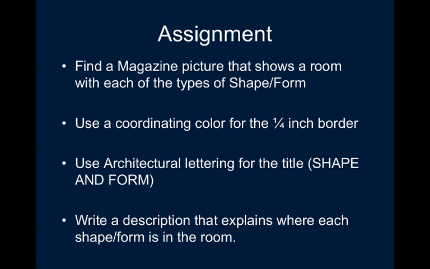Okay, so for your assignment, you're going to find a magazine picture that shows a room with each of the types of shape or form. I want to make sure that it is just one picture. Just find one room, okay, with all of them. And what you're going to do is mount it with a 1/4 inch border, and then make sure that you use the proper block lettering and title it shape and form. Then write that description down.